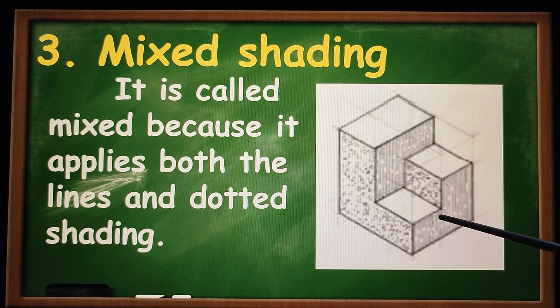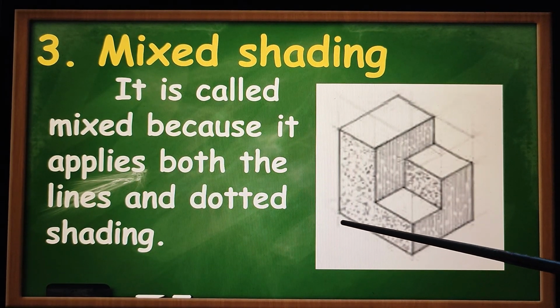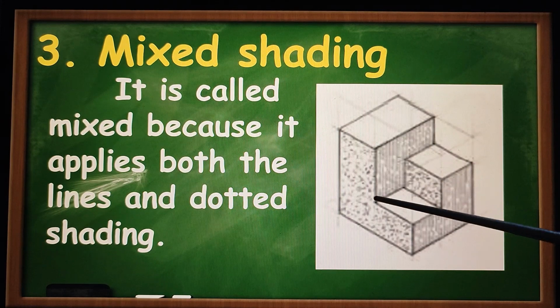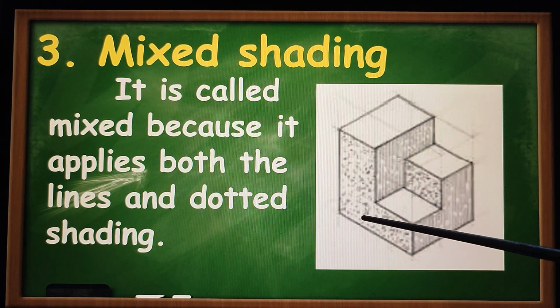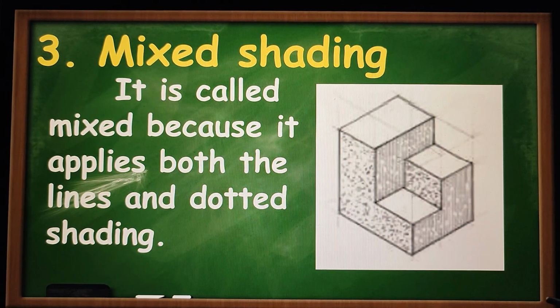However, the lines and dotted shading must not be applied to the same surface of the object. For example, here on the front view, surfaces 1 and 2 are being projected. If you're going to apply the dotted or the stippling, you will apply stippling on the two surfaces. If you want line shading, you can apply it on this portion.